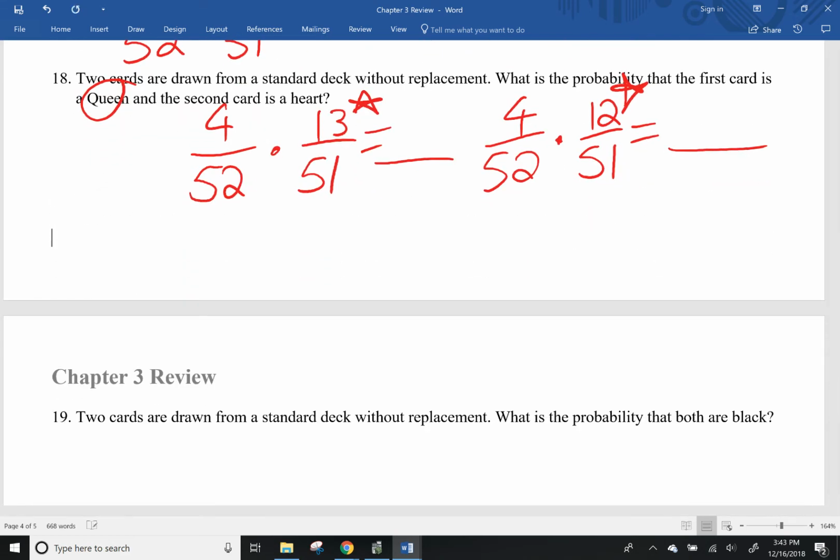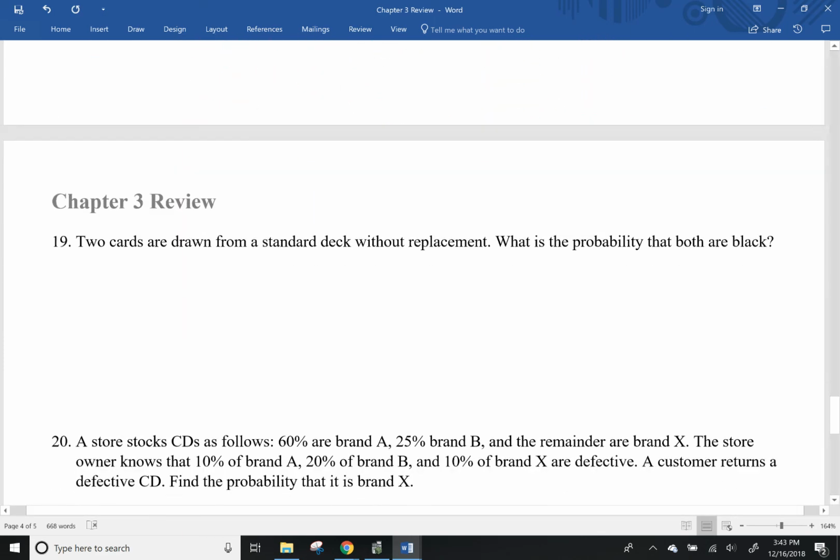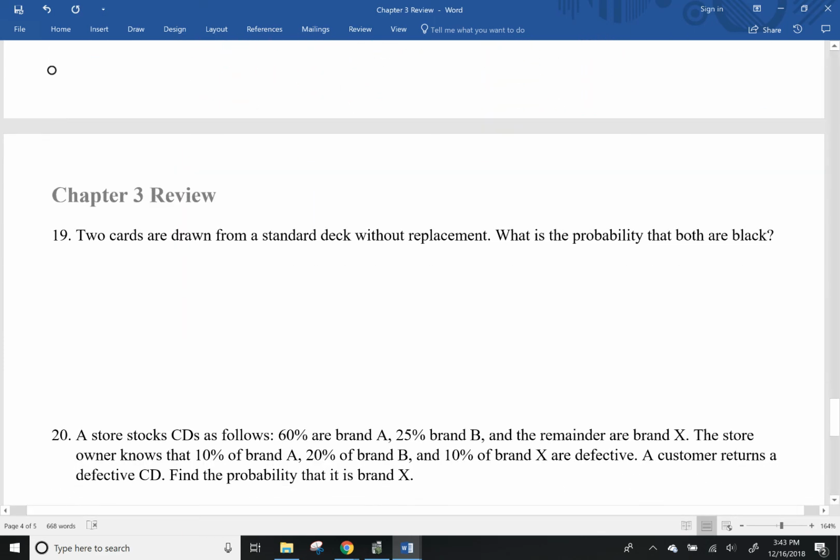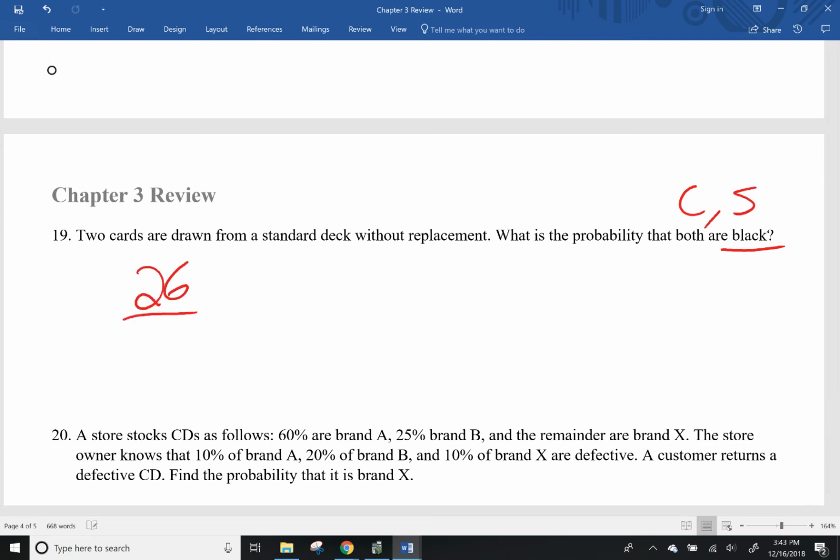Number 19, 2 cards are drawn from a standard deck without replacement. What is the probability that both are black? So blacks are the clubs and the spades, which is half the deck. So 26 out of the 52 cards are black. So the first card being black, 26 out of 52 chance that I pick it, or 1/2 essentially.